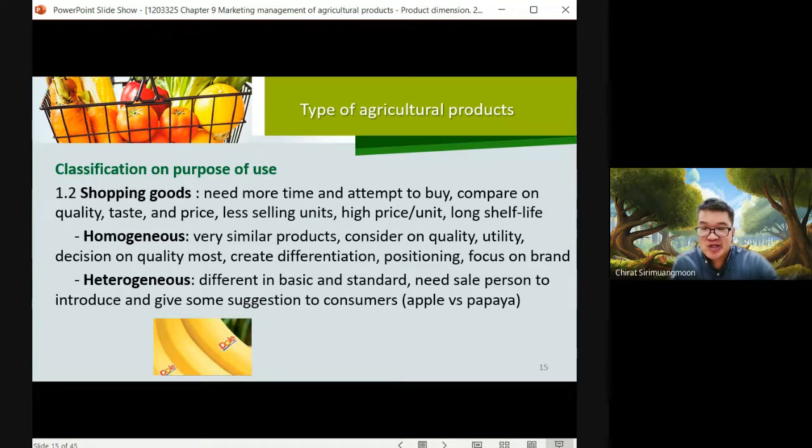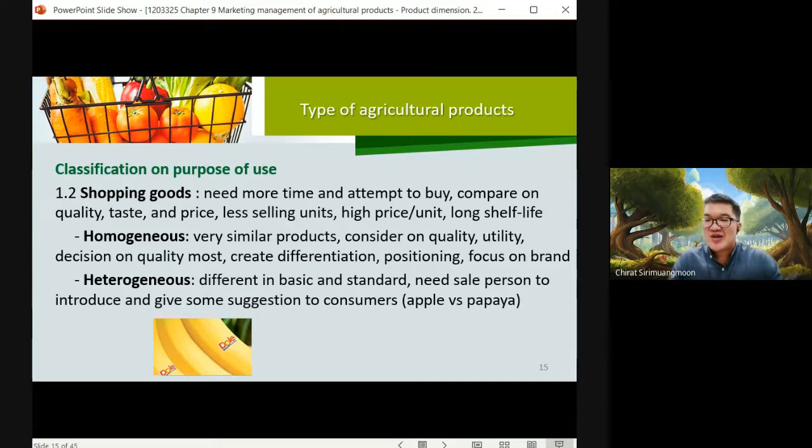You need to focus and not spread the selling units. You don't have a lot of selling units, just some of them, and you can set a high price per unit because it's comparable. The other characteristic of shopping goods is a long shelf life. You can talk about shopping goods in two ways. The first one is homogeneous. Homogeneous is very much the same, very similar. So you need to consider the quality, utility, decisions on the quality, and create differentiation and positioning and focus on the brand. The same thing.